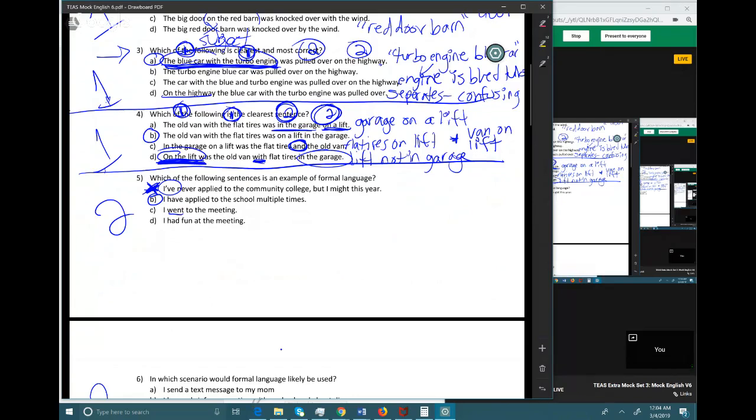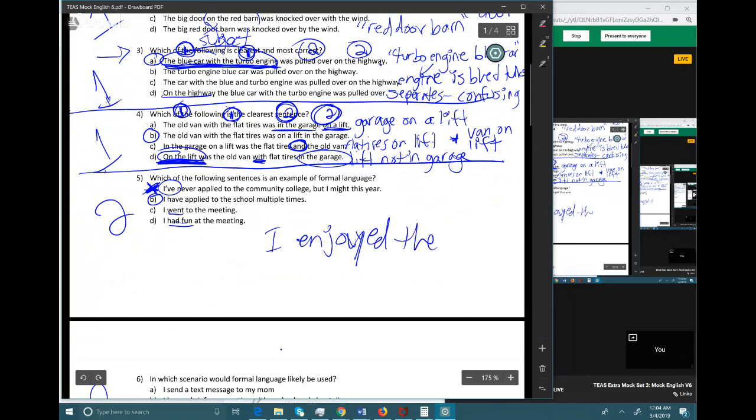I went to the meeting is not very formal because it's very short and sounds very informal. I had fun at the meeting. I enjoyed the meeting would have changed that drastically. Again, there's nothing wrong with had fun, but if it's up against have applied, it's going to lose. And that's what I'm trying to get you used to. So that one is B.